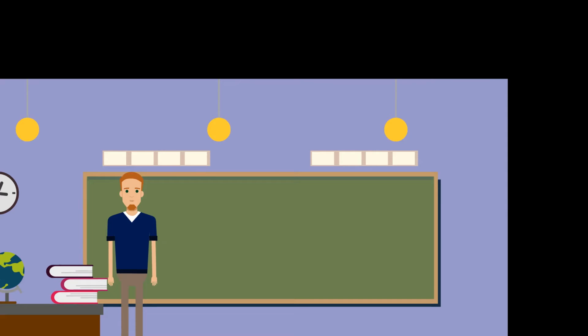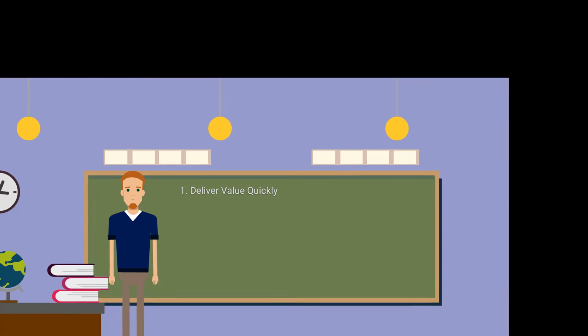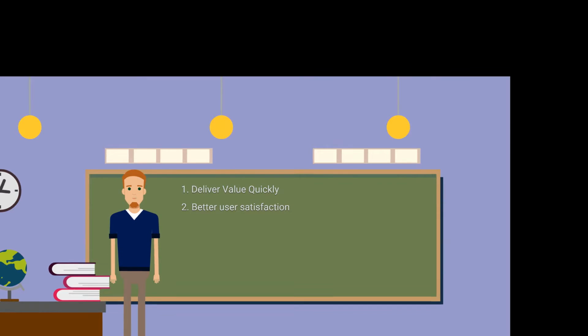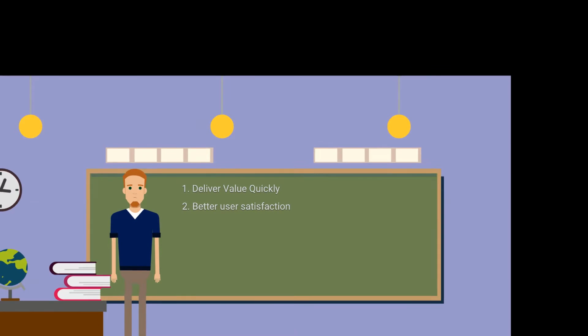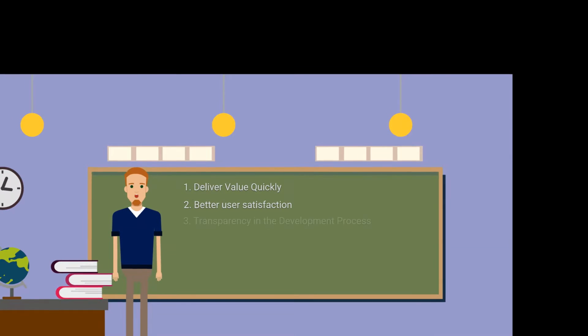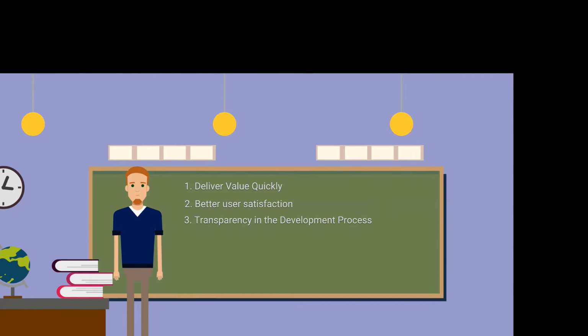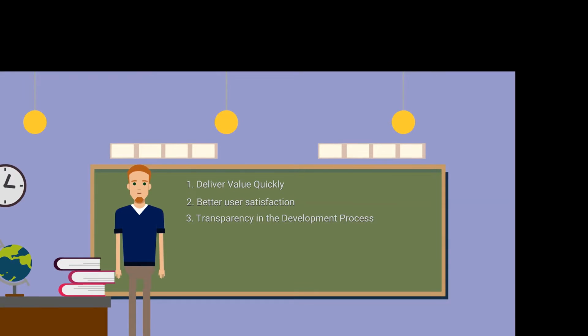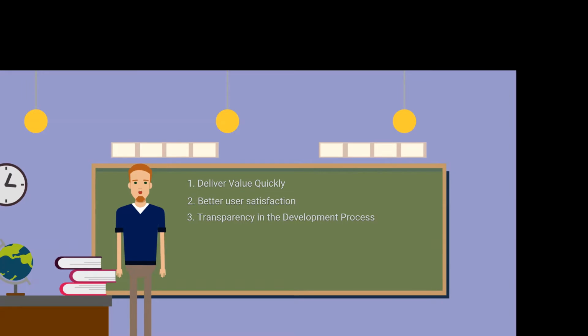Some of the benefits of Scrum are it allows us to deliver a valuable capability earlier to the user. It allows us to have better user satisfaction because we're involving the users in the process and we're taking their valuable feedback and folding it back into the development process while there's still time. It also provides transparency to the development process so that all the stakeholders can see the true progress and status of the development effort. So there's no hiding where we're at.